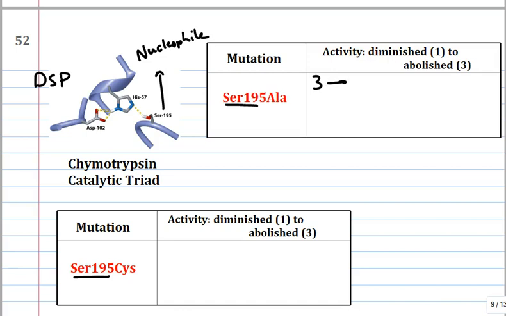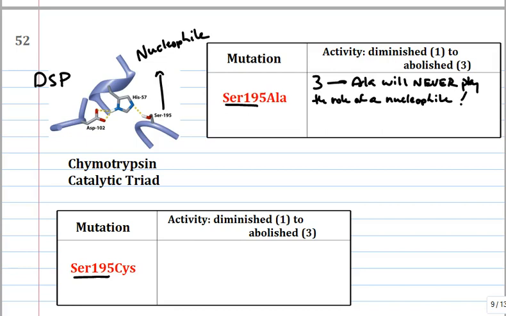Because we know alanine will never play the role of a nucleophile. No matter whether it will never play the role of an acid, a base, or a nucleophile. So this is just not going to happen. This is definitely a dead enzyme.